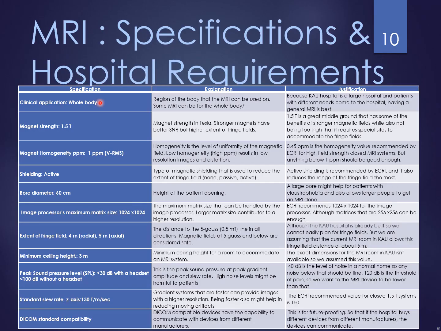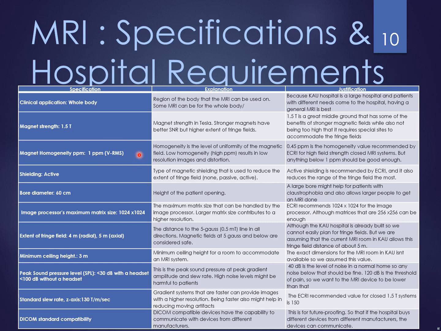This is a list of the selected specifications with an explanation and a justification for each one. First of all, starting with the clinical applications, some MRI machines are only for certain regions of the body, but it's best to have a general MRI for the whole body. For the magnet strength, higher magnet strength means having a better signal-to-noise ratio at the cost of having a larger fringe field. We chose 1.5 Tesla because it's a good middle ground between a good signal-to-noise ratio and not too large of a fringe field.